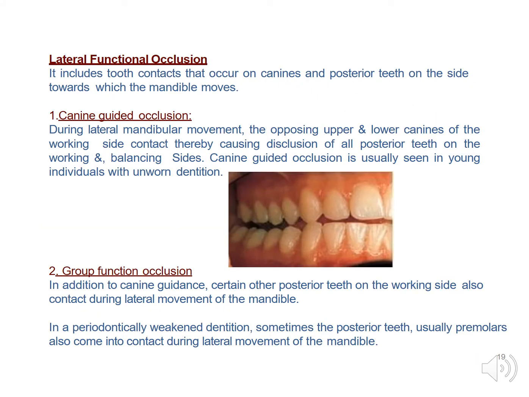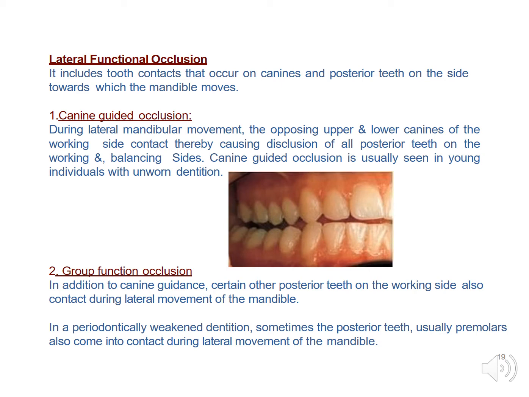Lateral functional occlusion includes tooth contacts that occur on canines and posterior teeth on the side to which the mandible moves. It can be divided into two. The first one is the canine guided occlusion.